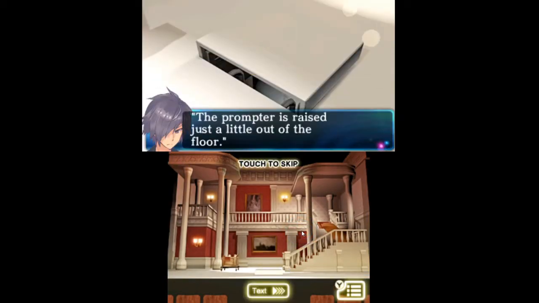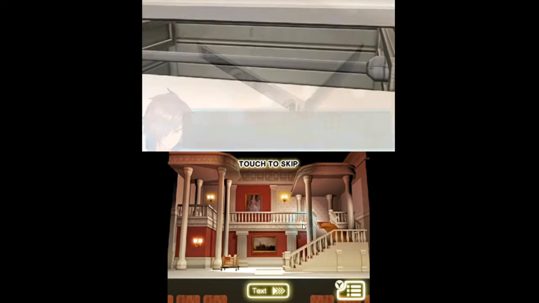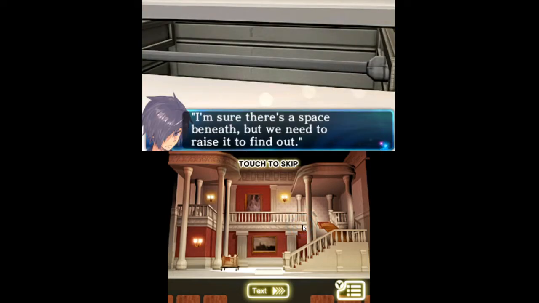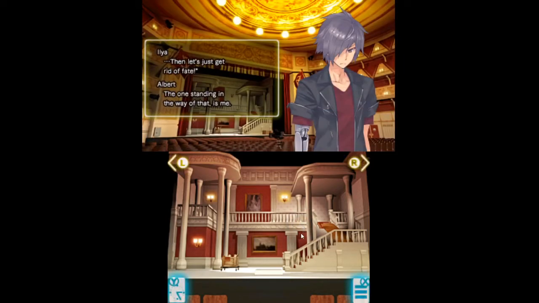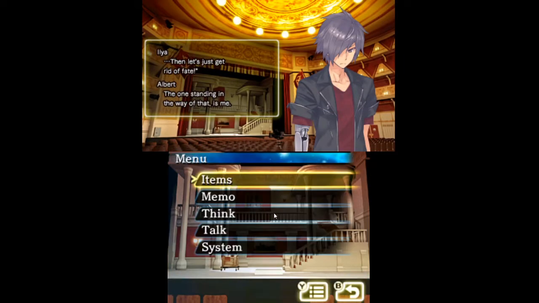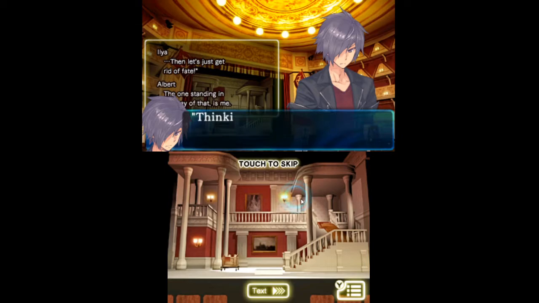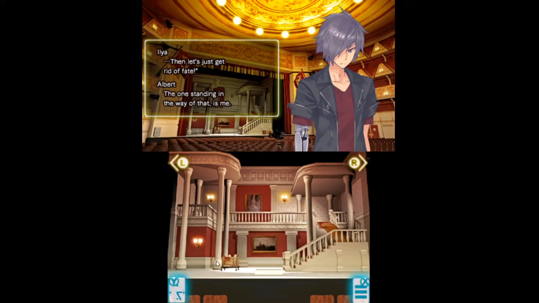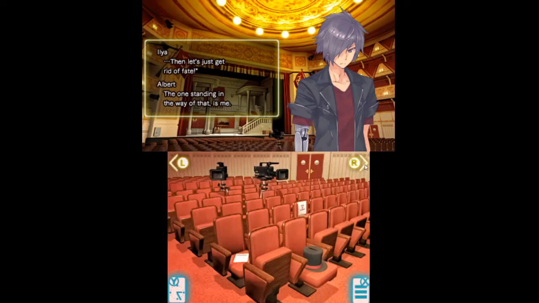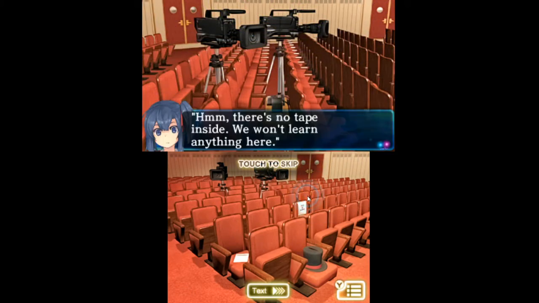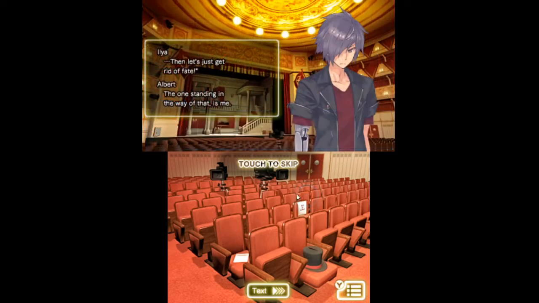The prompter is raised just a little out of the floor. I'm sure there's a space beneath, but we need to raise it to find out. 也是没有任何一点提示的。And the others won't come off. Thinking will get me nowhere. Did plugging in the cord do anything? No. 这 plugging in anything 有什么用？Camera 难道会有吗？No tape inside. We won't learn anymore.